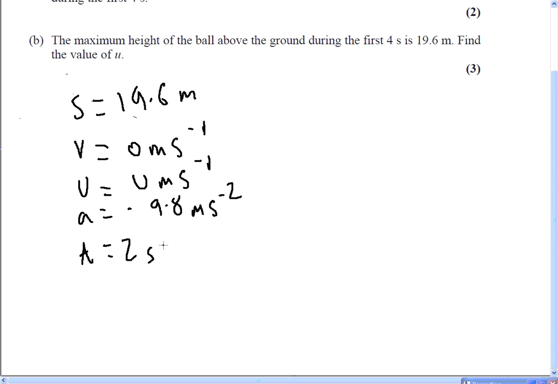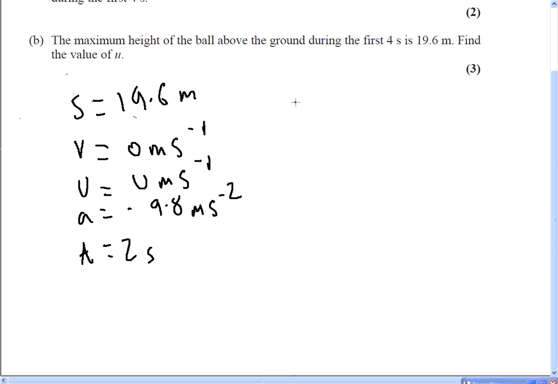Now, the reason the time is 2 seconds is because we know that our total time is 4 seconds. Therefore, as both sides of it, going to maximum displacement and coming back down, are equal to 4 seconds, just going up to maximum height will be 2 seconds.